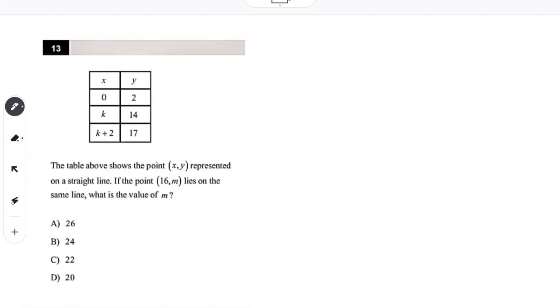What is the value of m if we know that the point (16, m) lies on the same line? Okay, so first thing we can do is just write y = mx + b, so this will be our equation. We can see that we can solve for the slope by using these two points. Why? Because when we solve for delta x, or x2 minus x1, you'll see that the k's will cancel out. If you're not sure what I mean by that, just wait a second, then I'll show you.